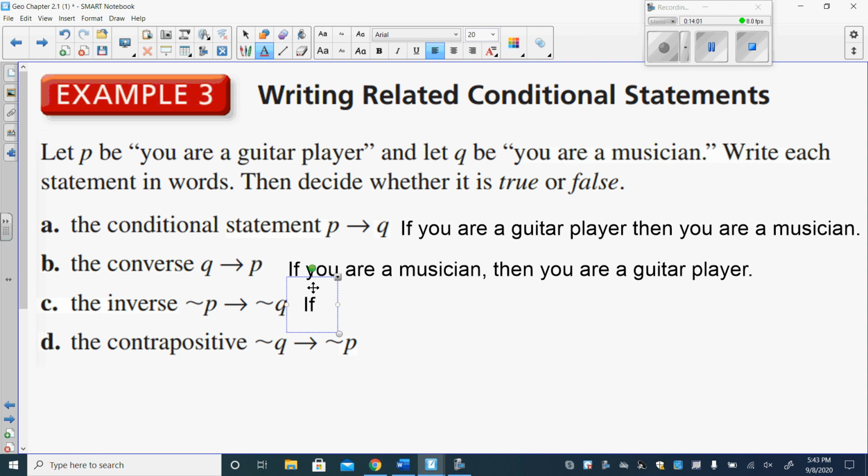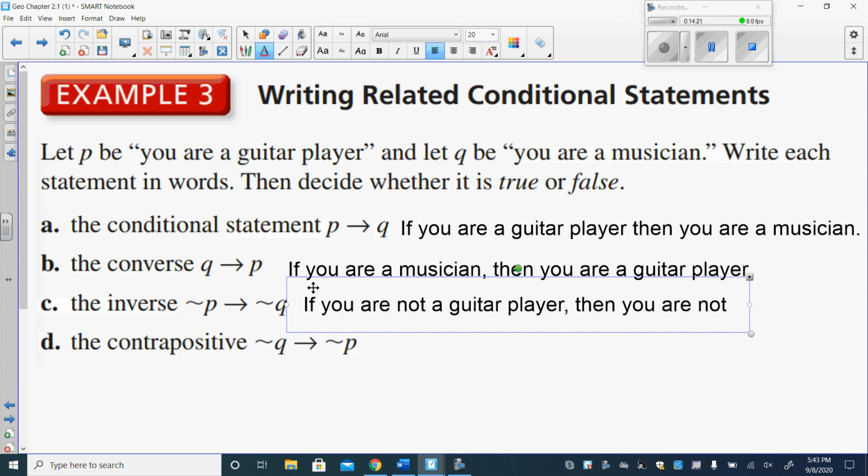Now the next one is the negation, if not. So our negation of P, so P was you are a guitar player. So the opposite of you are a guitar player is you are not a guitar player. Then you are what? Not a musician, because again we negated them. We negated our original statement. So our P was originally you are a guitar player. So the negation of it, the opposite of it, is you are not a guitar player. Our Q originally was you are a musician. So the negation of you are a musician is you are not a musician.